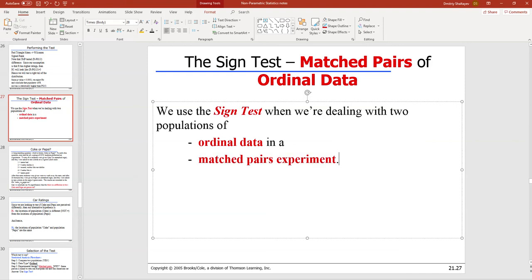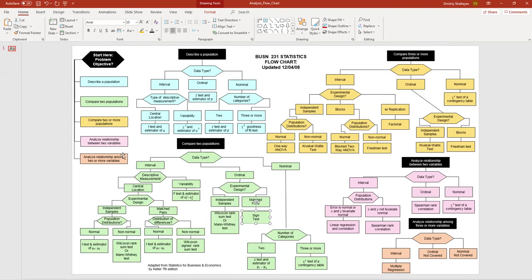By the way, if they were independent samples, what would happen? If the samples are independent, then I would use my good old friend the Wilcoxon rank sum test. And we did that in the previous lecture. But this time around, I'm going to do the sign test.